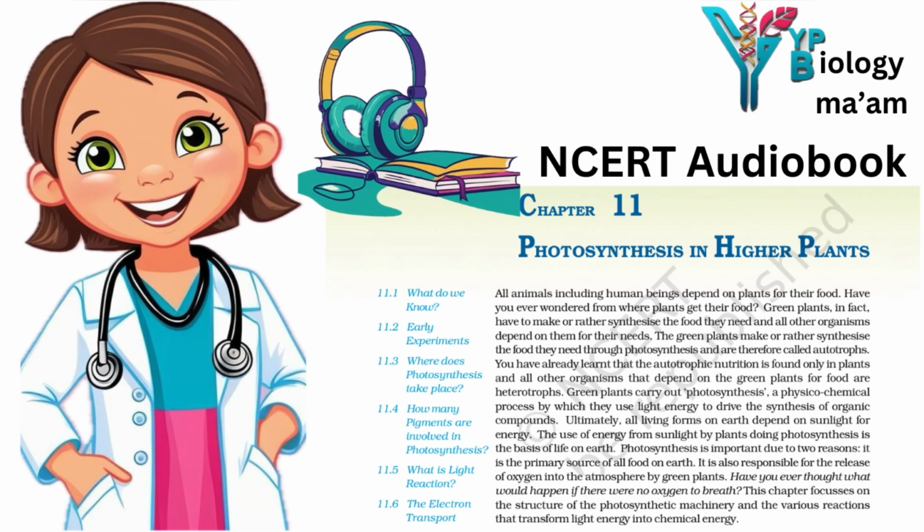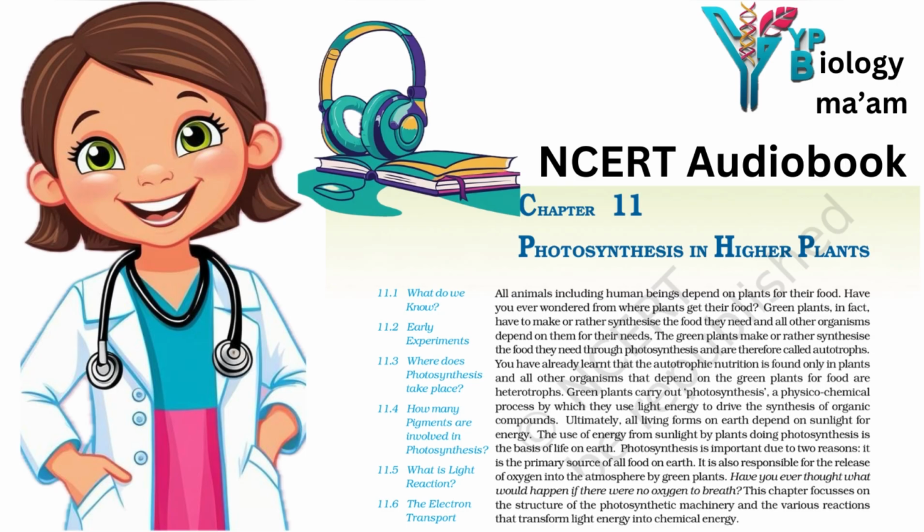called autotrophs. You have already learned that the autotrophic nutrition is found only in plants, and all other organisms that depend on the green plants for food are heterotrophs. Green plants carry out photosynthesis, a physico-chemical process by which they use light energy to drive the synthesis of organic compounds. Ultimately, all living forms on Earth depend on sunlight for energy. The use of energy from sunlight by plants doing photosynthesis is the basis of life on Earth.